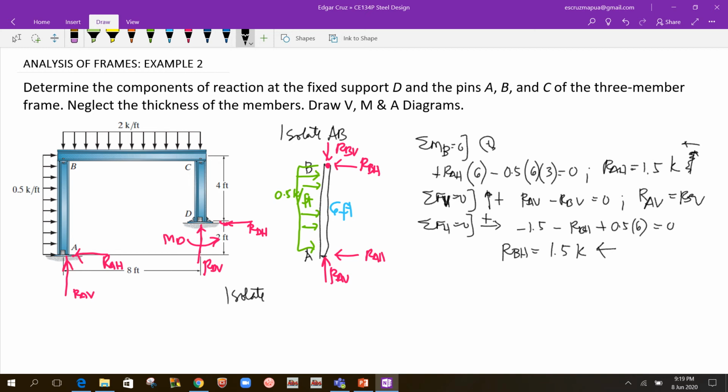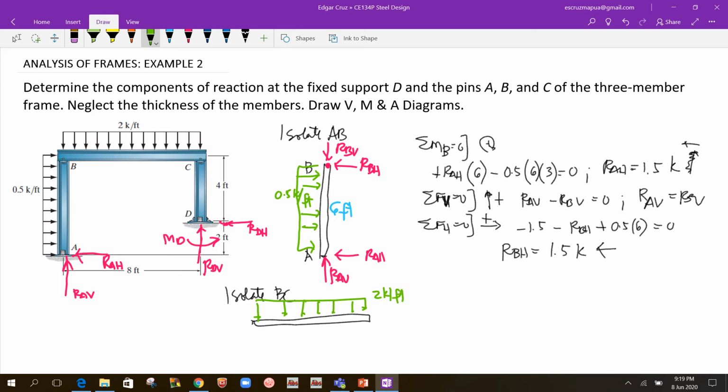Member BC naman. Okay, members BC. For member BC, so we have this member. Tapos meron tayong load. Ang load natin dyan, uniform load ulit, same lang. So ito yung uniform load, and the magnitude of the uniform load is 2. So 2 kips per foot.